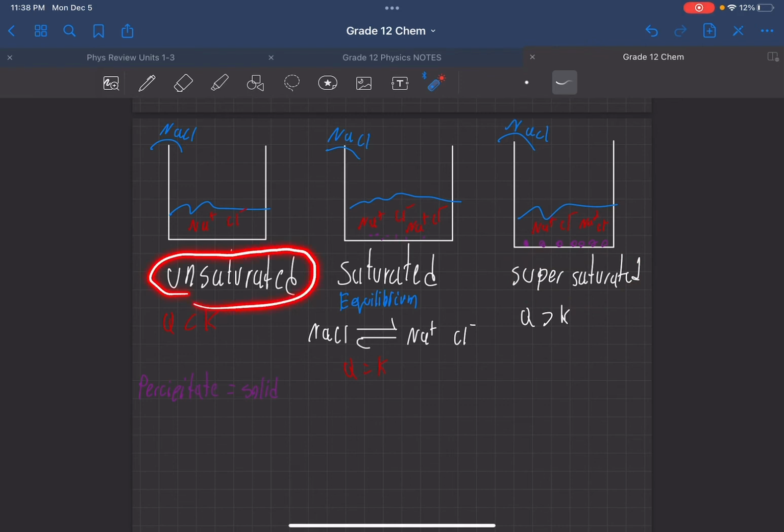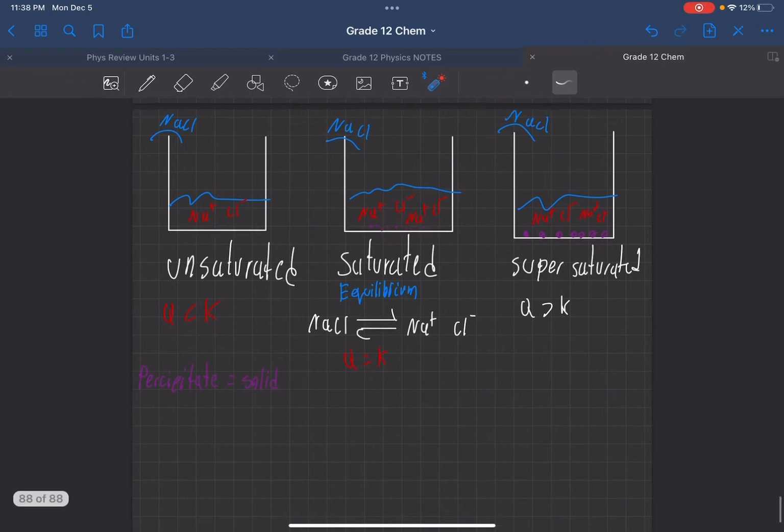Unsaturated is when we're allowed to add more of this solute into solvent, our solvent typically being water. And saturated is the point where we cannot add any more. We're at the perfect point before any precipitate starts forming. So yeah, that's saturation and equilibrium.